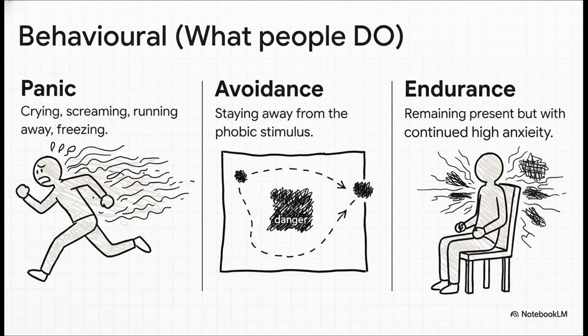First up, the behavioral component. This is the stuff you can literally see. Panic is that classic fight or flight reaction. Screaming, running for the door, or even just freezing on the spot. Avoidance is a massive one. This is when someone changes their whole life just to not see their phobic object, which, funnily enough, just makes the phobia stronger. And then you've got endurance. This happens when you can't escape, so you just have to sit there with that crippling anxiety, like someone with a fear of flying on a 10-hour flight.